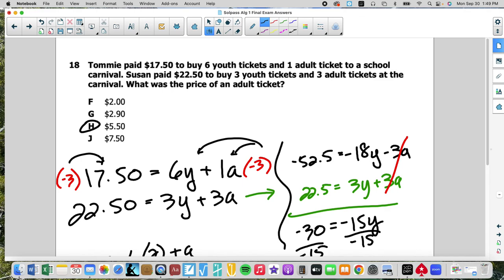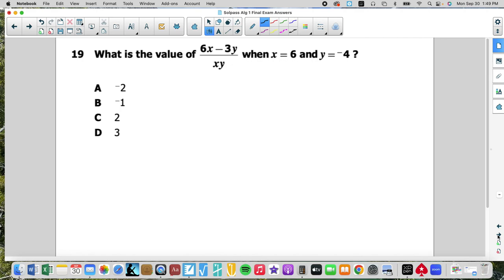$5.50. H seems like a very common answer. What's wrong with these assessments? Why can't they change it up? What is the value of 6x minus 3y divided by xy when x equals 6 and y equals negative 4?